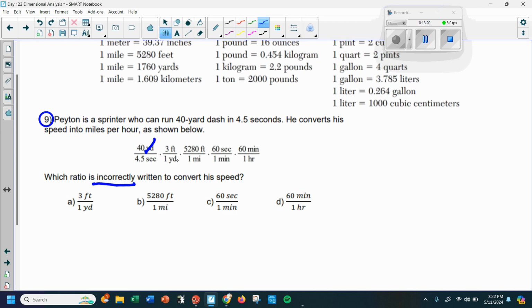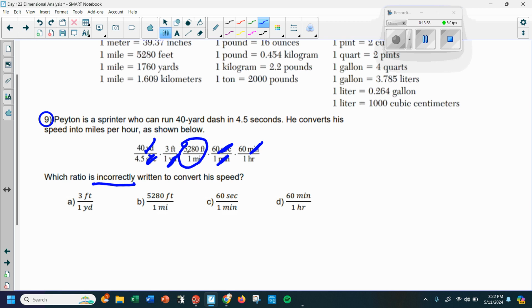Yards on top, yards on the bottom. I see seconds on the bottom, seconds on top. I see minutes on the bottom, I see minutes on top. Now, if you notice that middle fraction, I haven't been able to cross anything off yet. Now, it's tempting to cross off the feet. I see 3 feet there and 5,280 feet also there. But the reason we can't cross them off is because one has to be on top and one has to be on the bottom. So the answer is going to be this fraction. It should have been reversed.